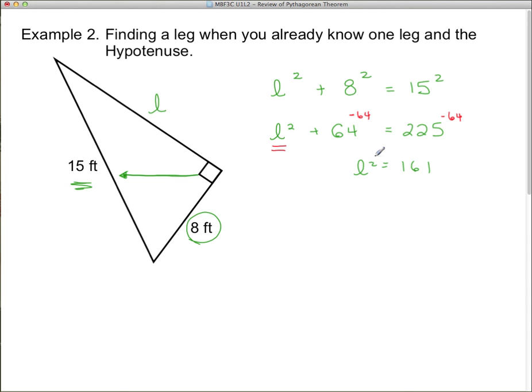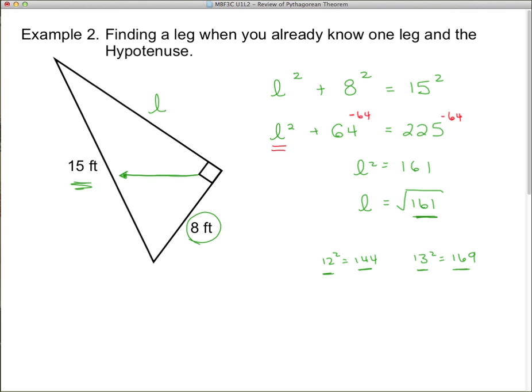Now remember, to get rid of this squared, to figure out what number multiplies by itself to give me 161, I have to take the square root. So L is going to be the square root of 161. Now I can estimate that if I want to, because I know that 12 squared is 144. And 13 squared is 169. So L is going to have to be somewhere between 12 and 13 because 161 is between 144 and 169. And since 161 is closer to 169, I think L is going to be closer to 13.